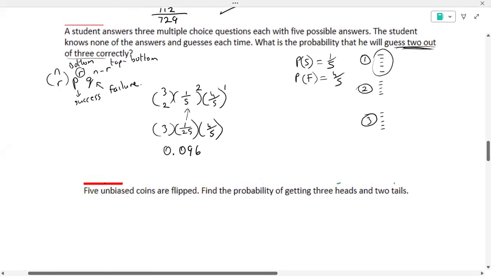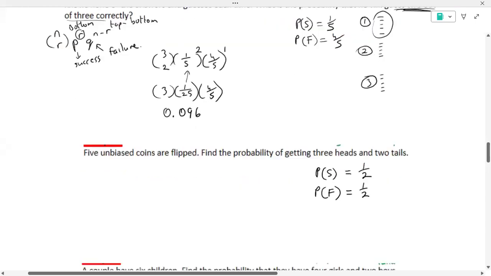Okay, 5 unbiased coins are flipped. Find the probability of getting 3 heads and 2 tails. Again, this is a Bernoulli trial because there's only 2 options, heads or tails, just like success, failure. You have to decide which one's success. So I'm just going to say success is getting heads. So the probability of success is 1/2. Failure means not getting heads. You could say tails, but not getting heads is also a 1/2 chance.